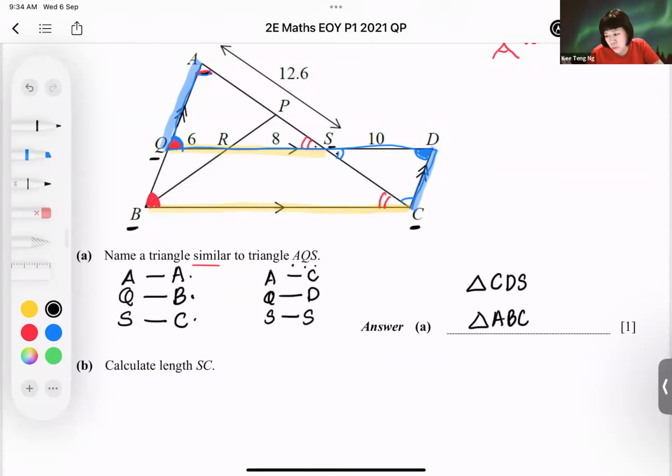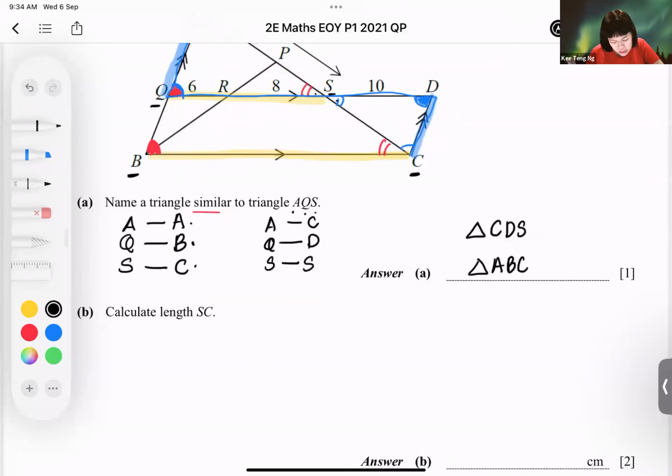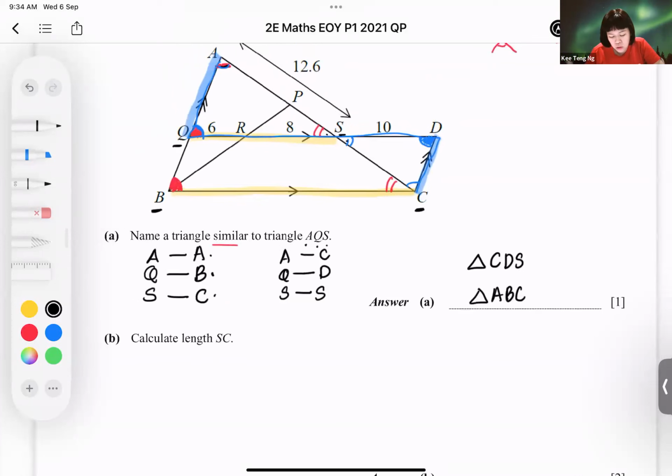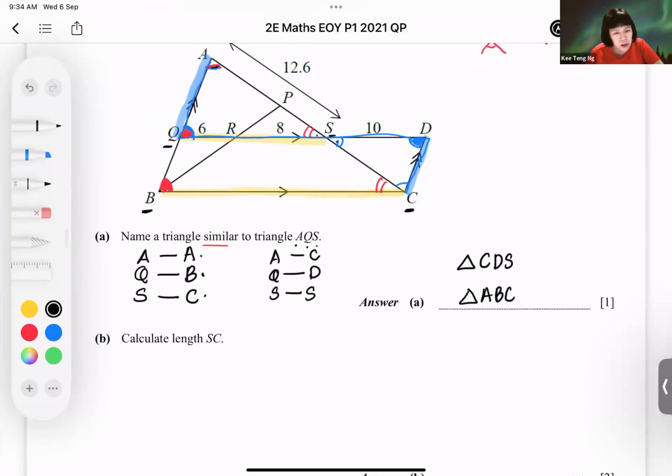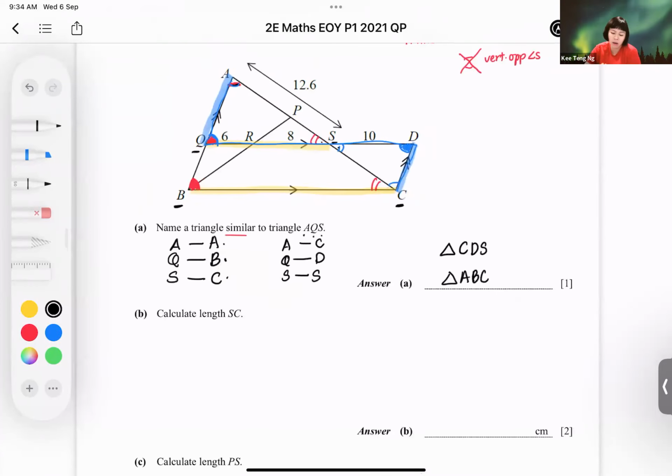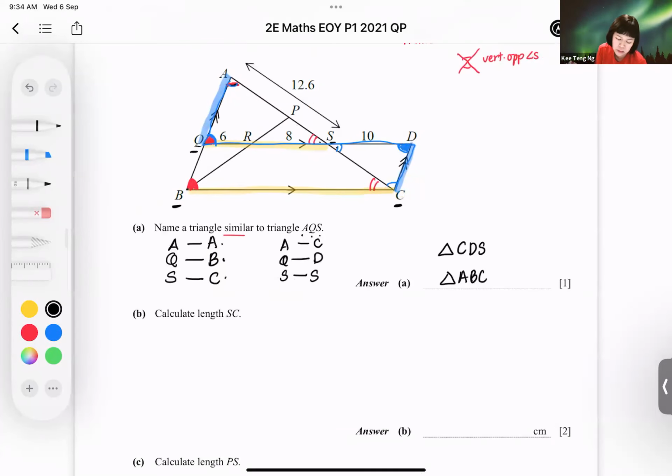Then the next question says calculate the length of SC. There are many different ways where you can find the triangles. Now since I've actually identified both the triangles, which are the triangles that can help me to find SC? I've got a couple of different measurements available. So what I'm going to do, I'm going to draw out my triangle first. So let's say AQS. This one is supposed to be a bigger one, right?